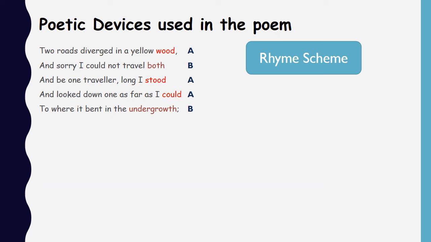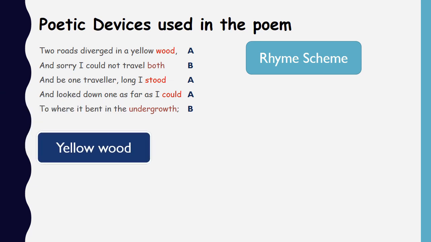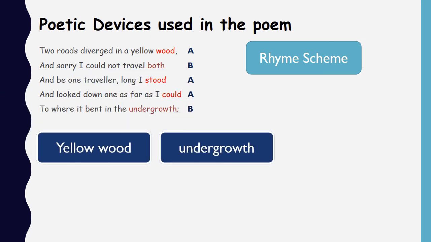Now let's see if you can identify the next poetic device from these phrases. Yellow wood, undergrowth. What do they do here? They help you imagine the setting or the place where the poem takes place. So they create a picture in your mind. And what is that poetic device called? Visual imagery.